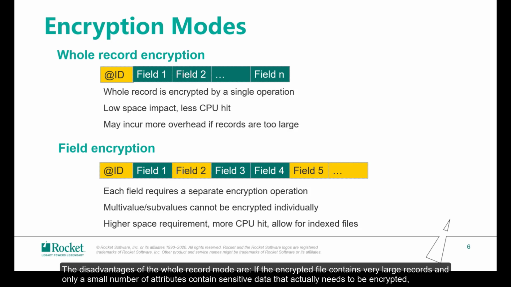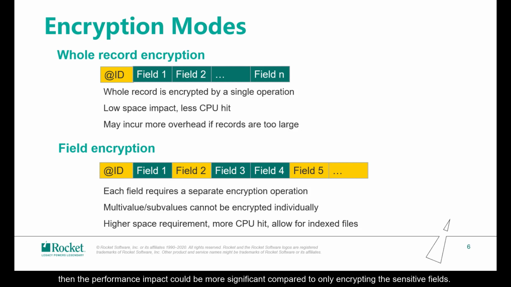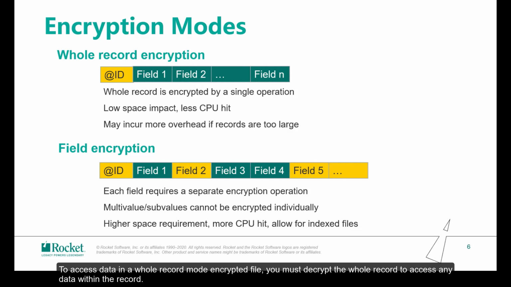The disadvantages of the whole record mode are: if the encrypted file contains very large records and only a small number of attributes contain sensitive data that actually needs to be encrypted, then the performance impact could be more significant compared to only encrypting the sensitive fields. To access data in a whole record mode encrypted file, you must decrypt the whole record to access any data within the record.